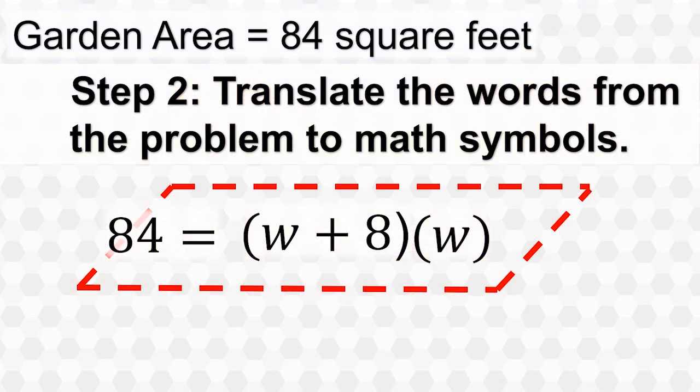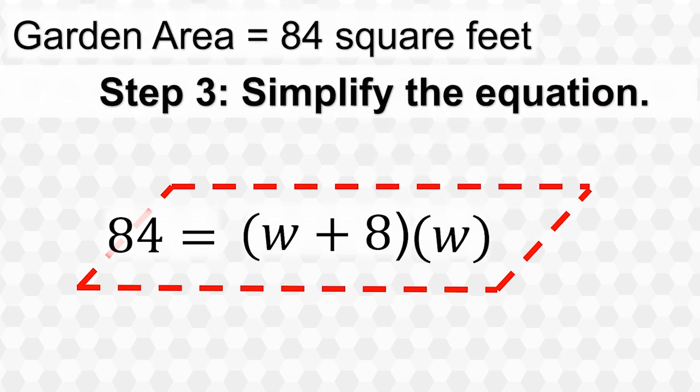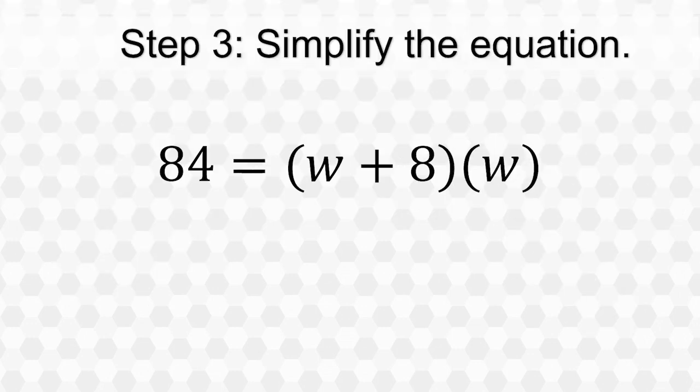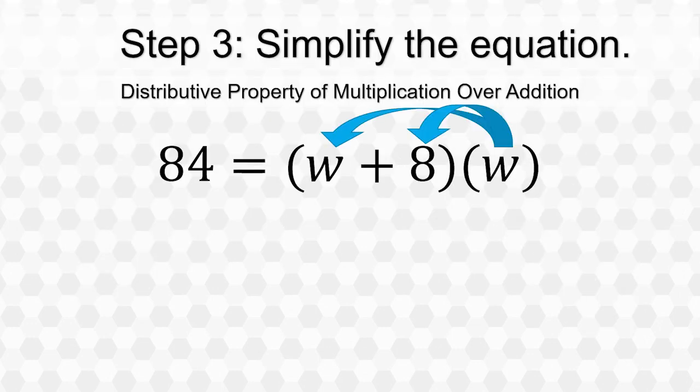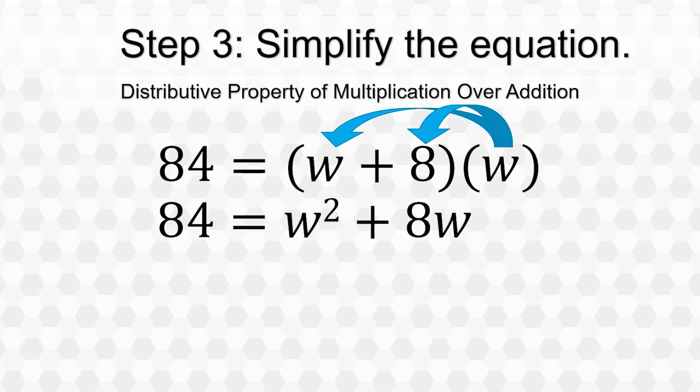Since we don't have words to translate anymore, we can now proceed to the third step, which is to simplify the equation to solve for the unknown. In simplifying the equation, let us multiply W to the quantity W plus 8 following the distributive property of multiplication over addition. This will give us 84 equals W squared plus 8W.